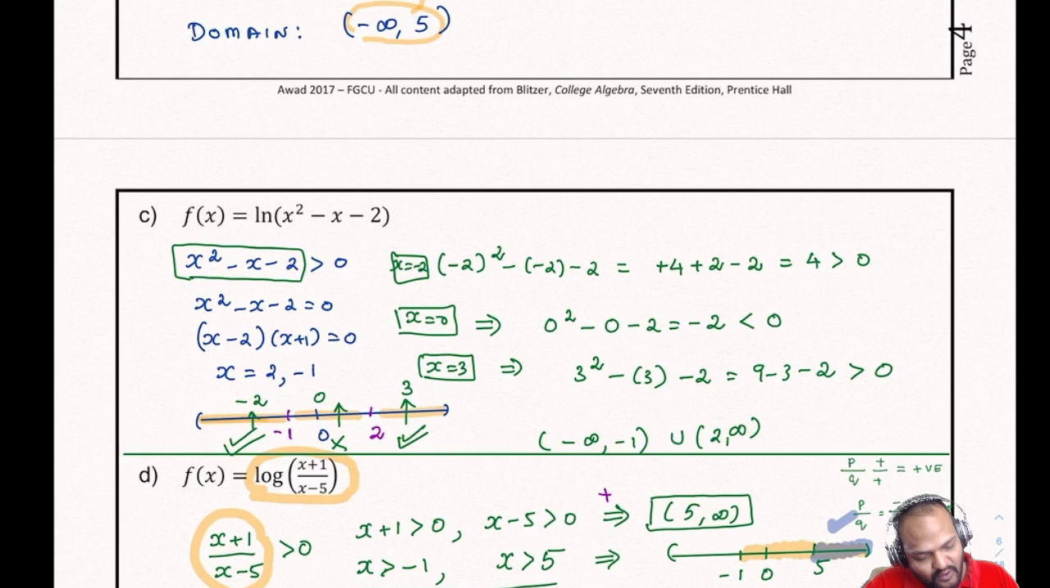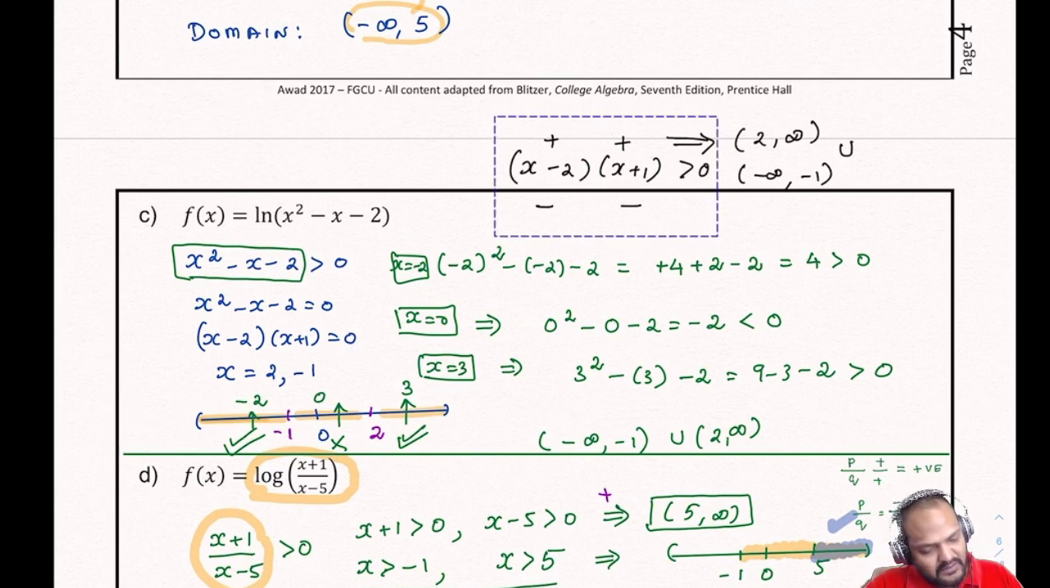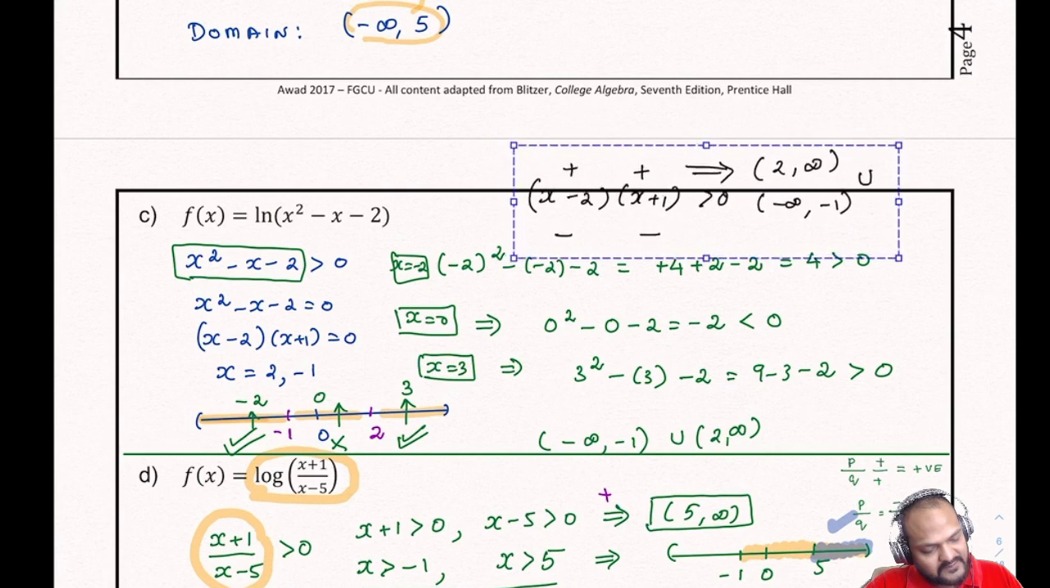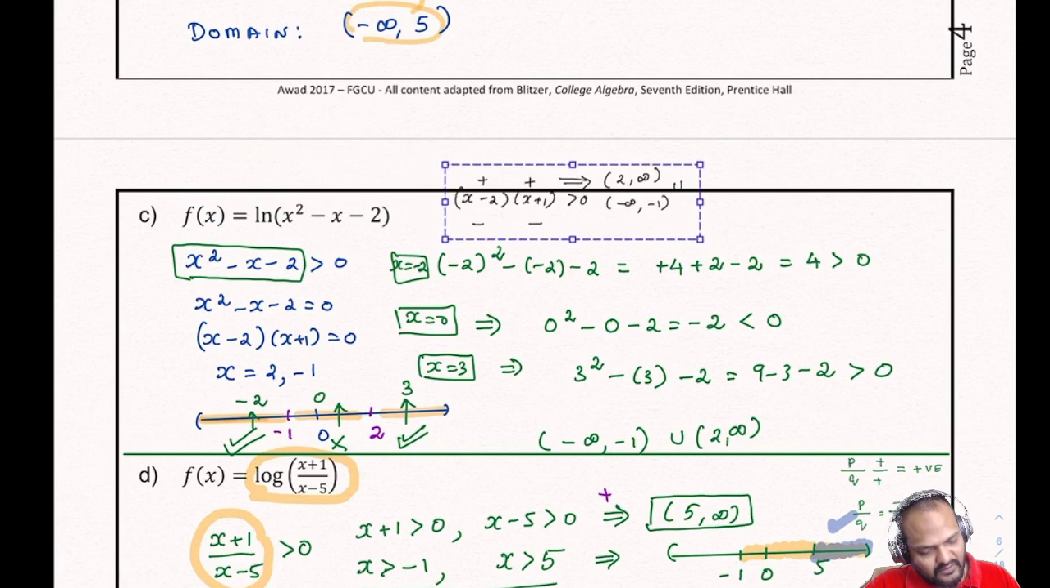So if you want, as a homework, try this. Find the intervals in which this is positive and this is positive, and this is negative and this is negative. The top one is going to give you 2 to infinity, and the bottom one is going to give you -infinity to -1, and the union of that would be the answer. It's very similar to what we did in the other case. So something that you can think about.